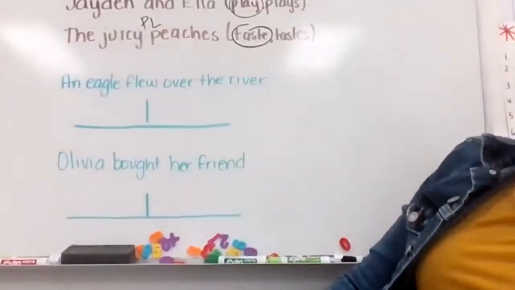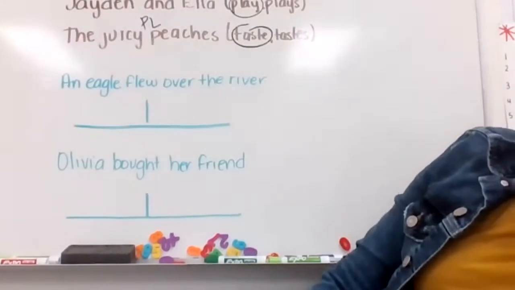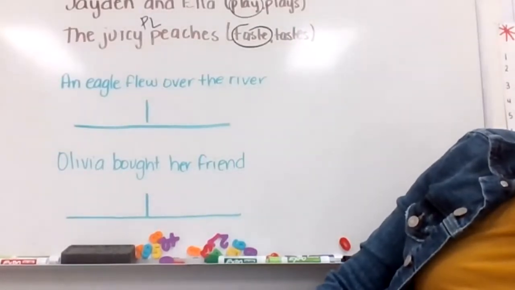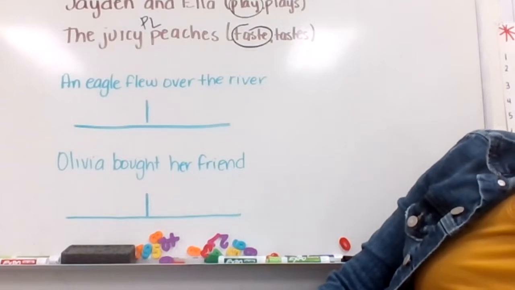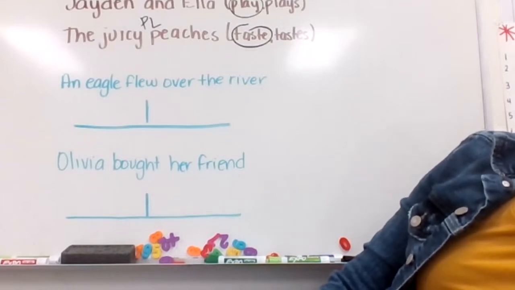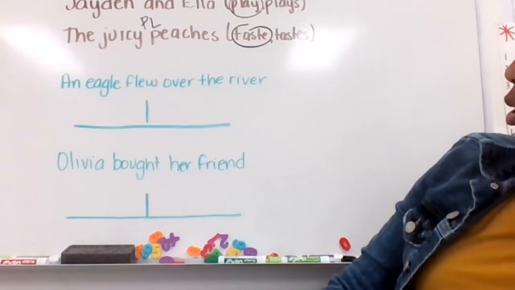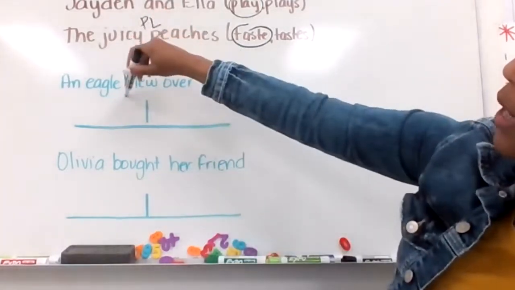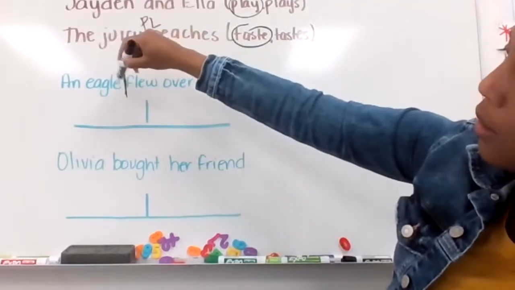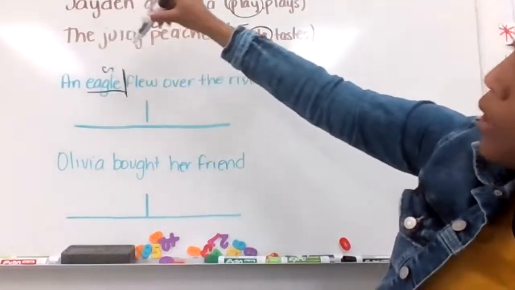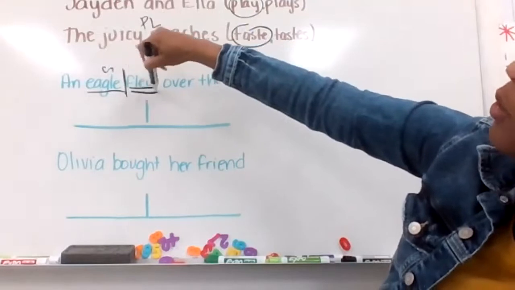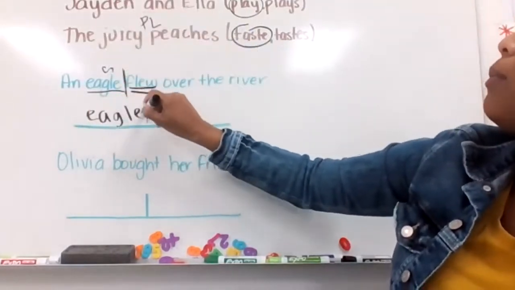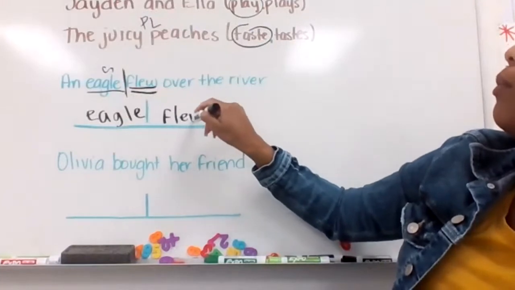And let's diagram this sentence here. An eagle flew over the river. Let's divide it first, underline our subject and verb, and then diagram it. Where am I dividing? You're dividing between eagle and flew. What's my subject? Eagle. What's the verb? Flew. So when I diagram it, I put my subject, eagle, and my verb, flew.